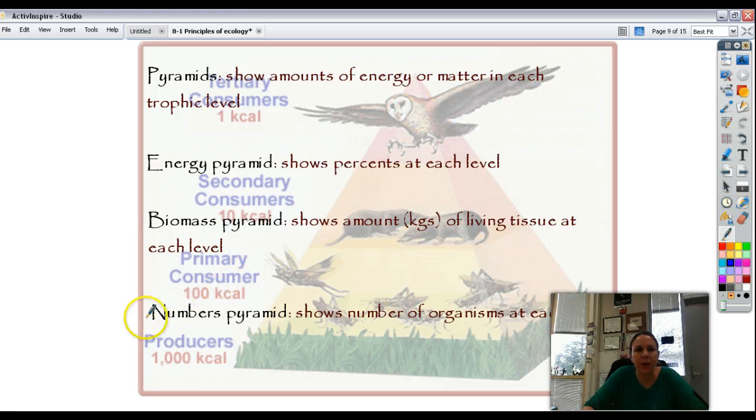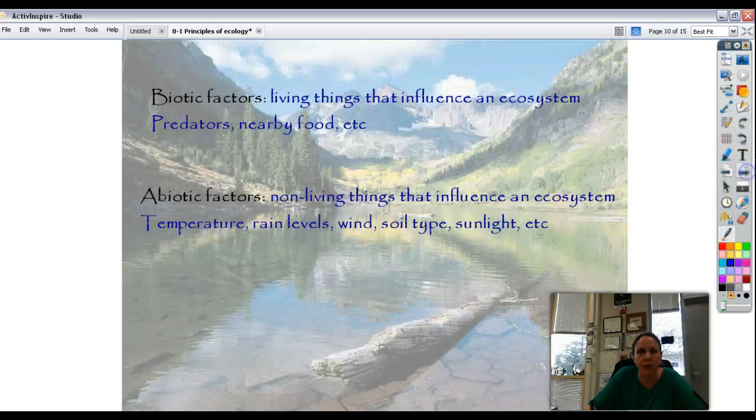We also have a numbers pyramid, which just shows you how many. So there's like 1 owl here, 2 shrews there, 1, 2, 3, 4, 5, 6, 7 grasshoppers there, and say 100 blades of grass here. So a numbers pyramid just shows you how many of each thing can be found at each level. Okay, so those are pyramids.